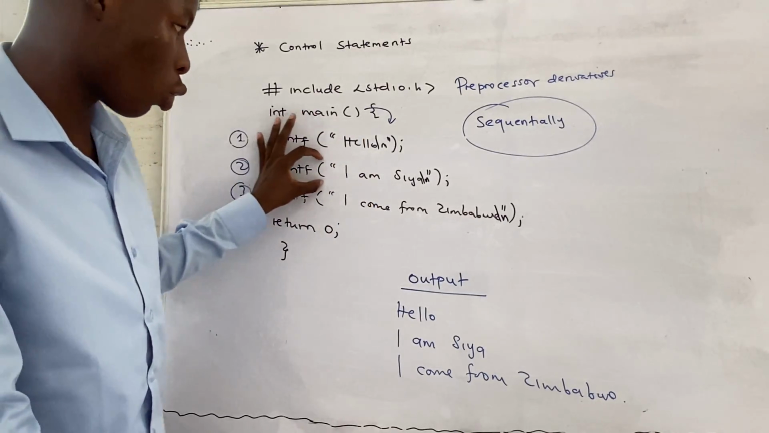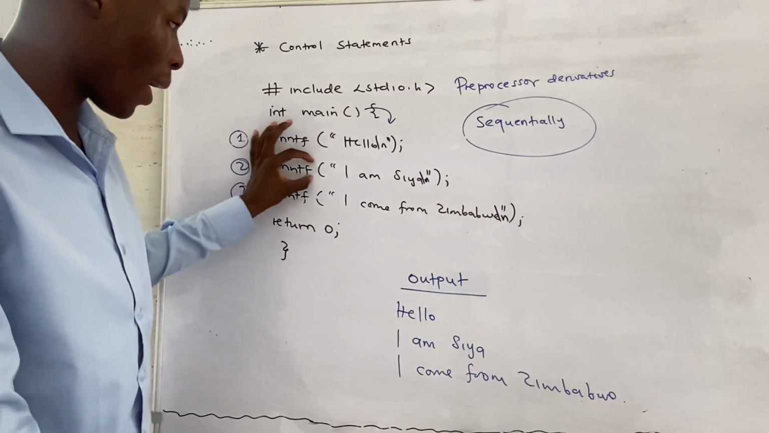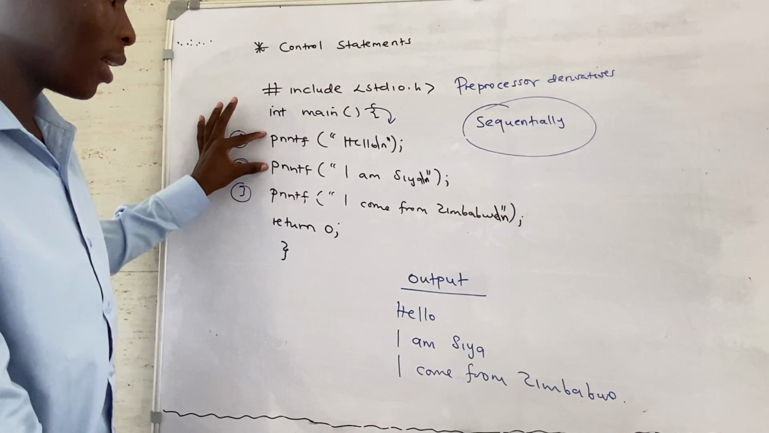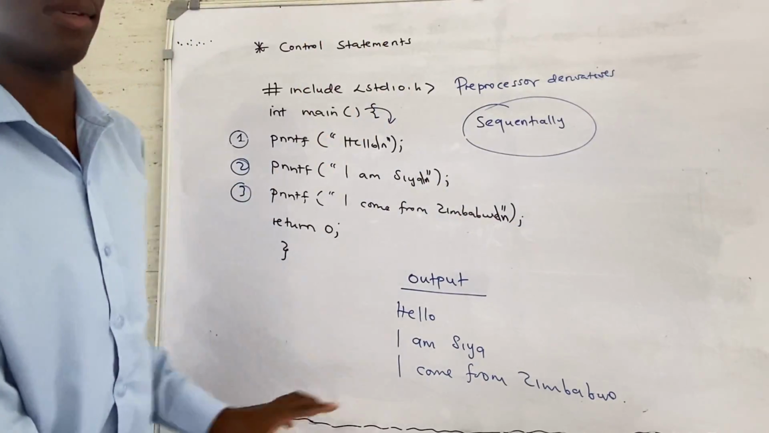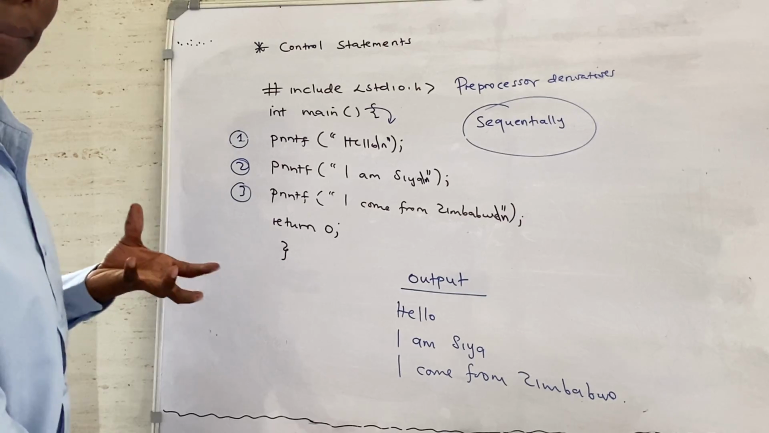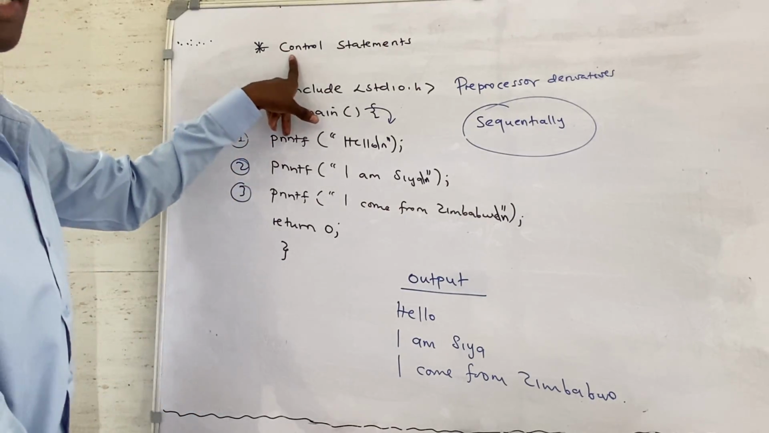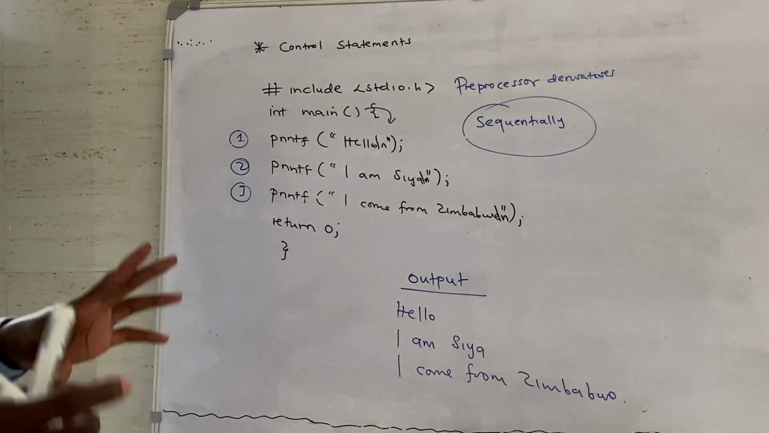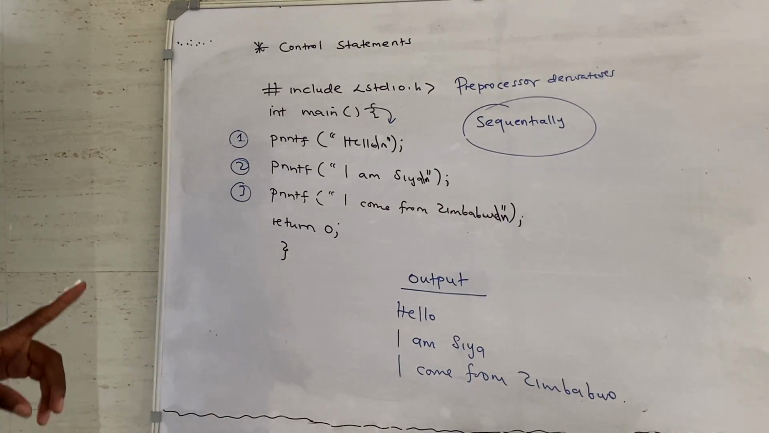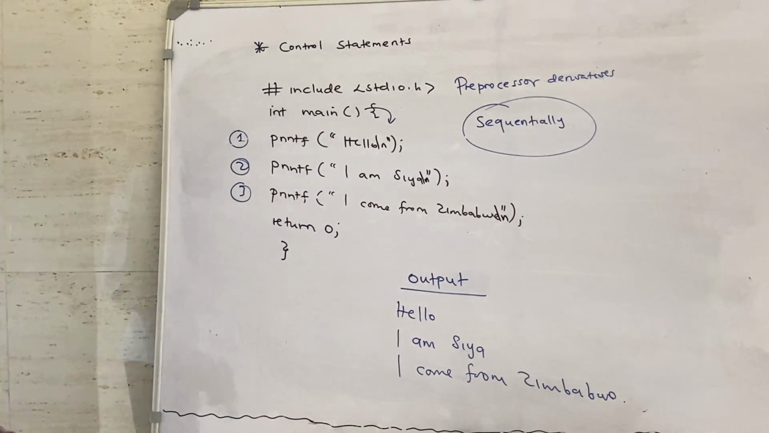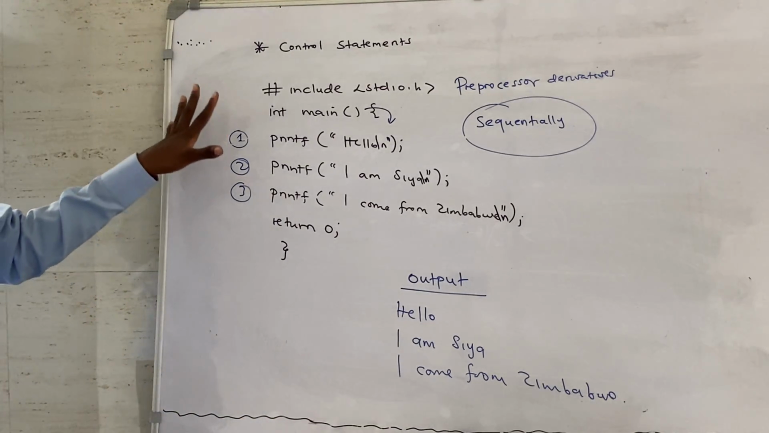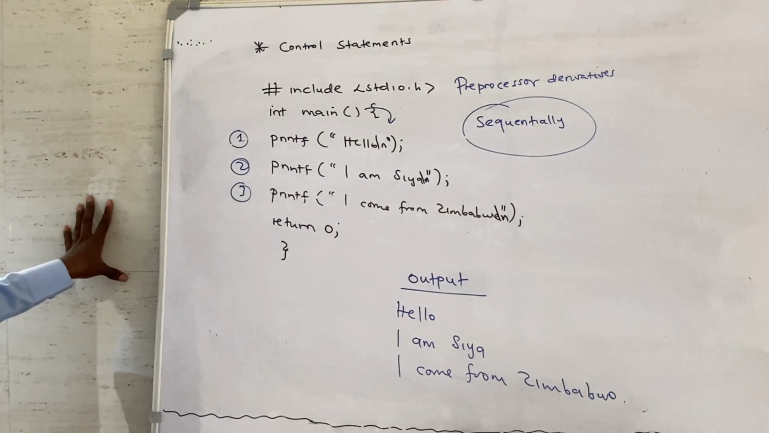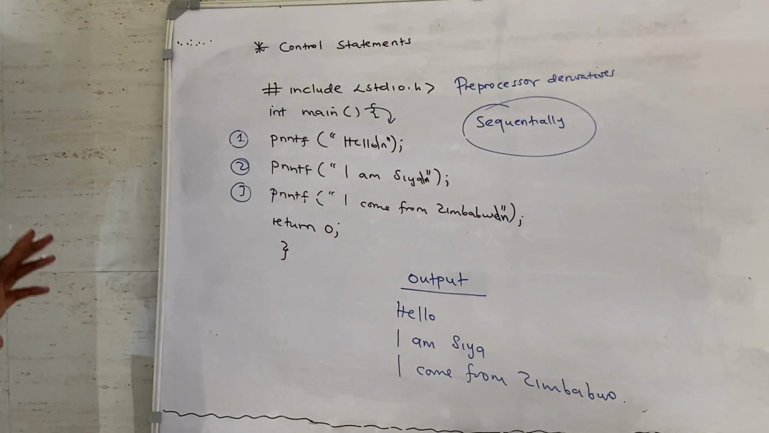I want the control to skip this. I want the compiler to skip this line. Or you want this and this to be printed, and you want this to be skipped. What are you supposed to do? We are going to use what we call control statements. These control statements are used to skip some of the statements in the C program.